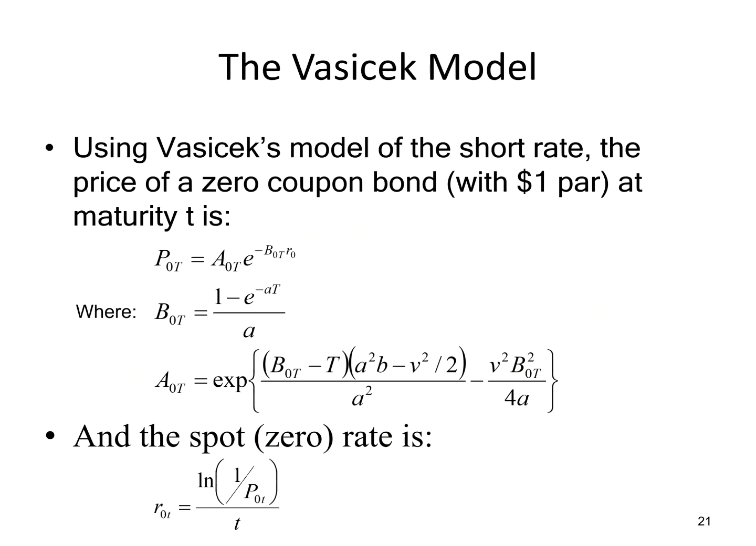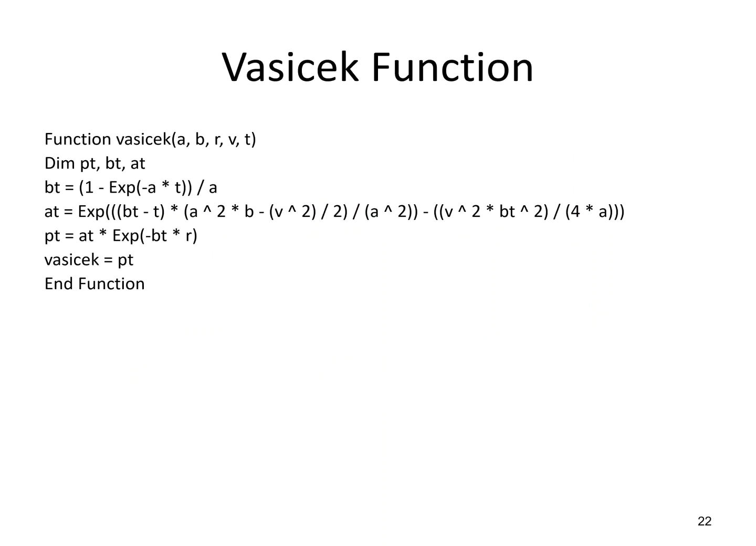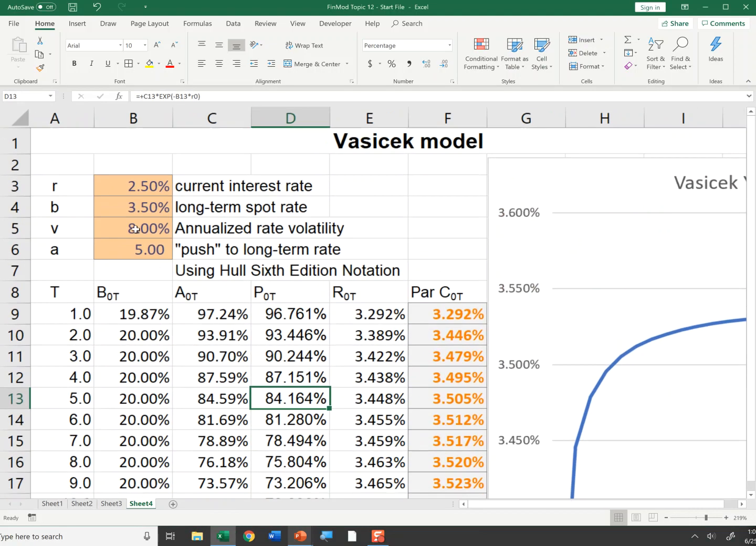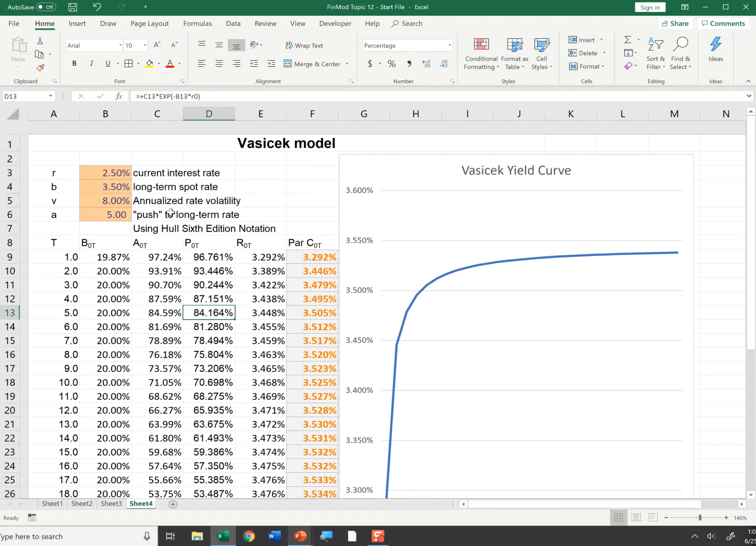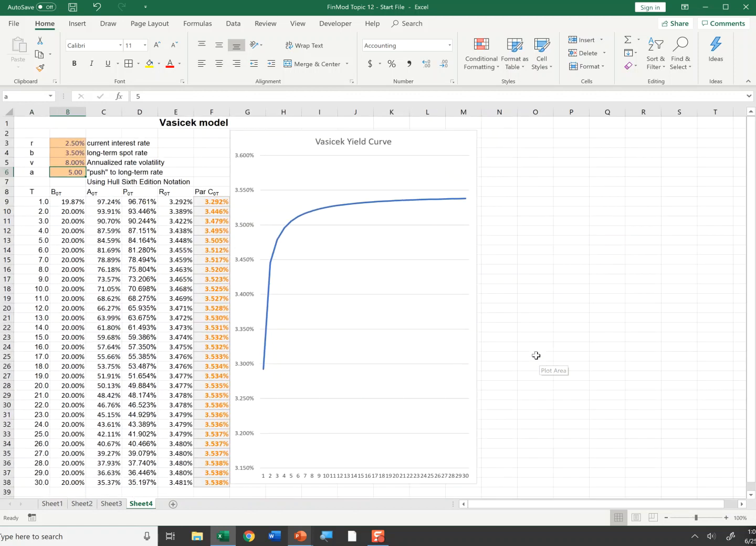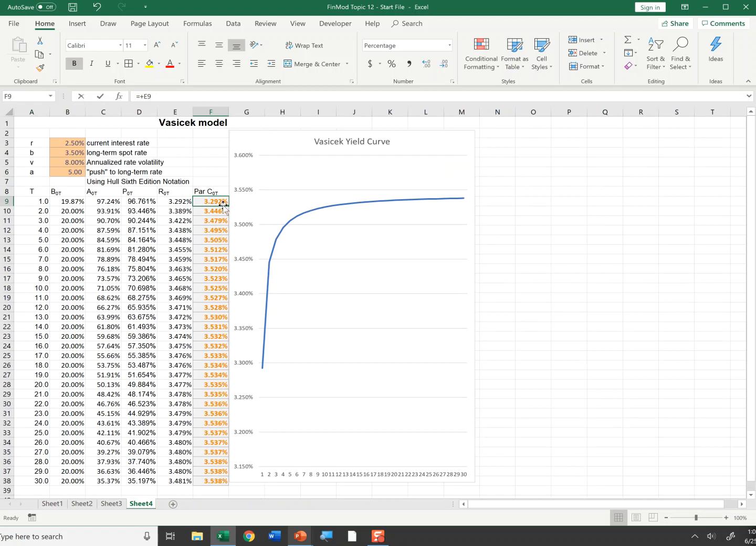I put that formula in based on the textbook, and I implemented it into my spreadsheet. So based on very few assumptions, like the current short-term interest rate is 2.5%, the long-term interest rate is 3.5%, the volatility of interest rates is 8%, and the push to long-term rate, the speed of mean reversion, I'll just give it a value of 5. Based on that, I get a theoretical yield curve pricing using the Vasicek formula.